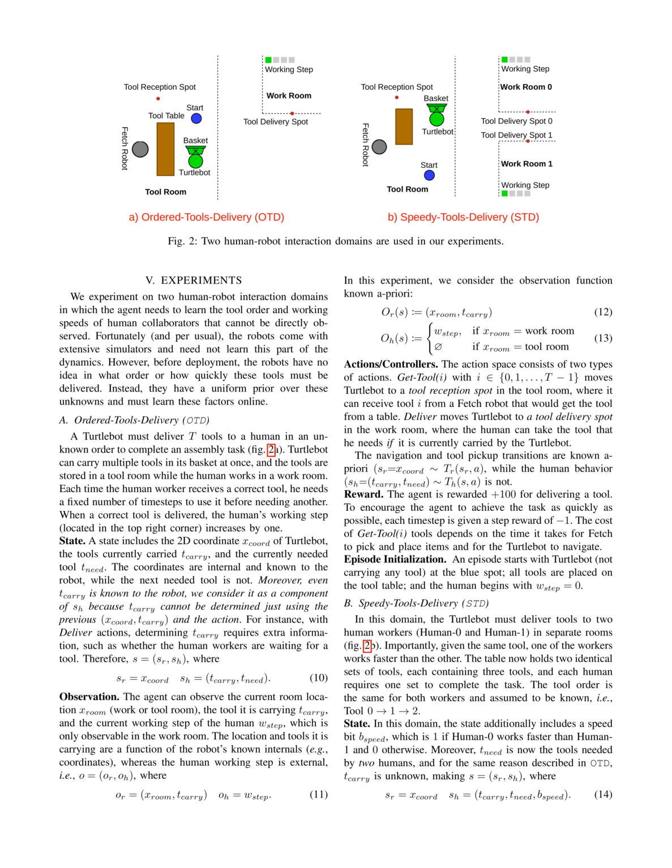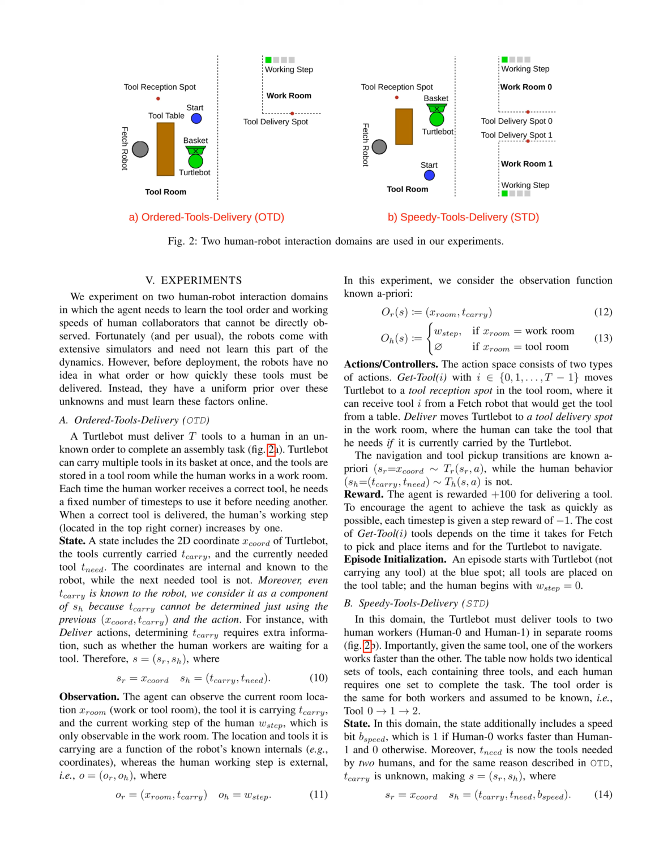Reward. The agent is rewarded +100 for delivering a tool. To encourage the agent to achieve the task as quickly as possible, each time step is given a step reward of -1. The cost of get tool actions depends on the time it takes for fetch to pick and place items and for the turtlebot to navigate. Episode initialization. An episode starts with turtlebot not carrying any tool at the blue spot. All tools are placed on the tool table, and the human begins with the working step equal to 0.